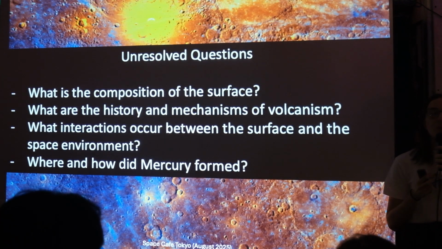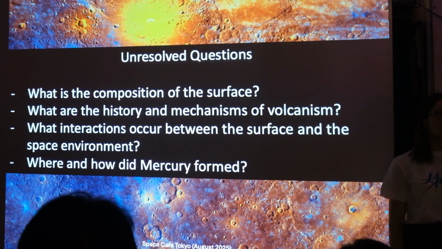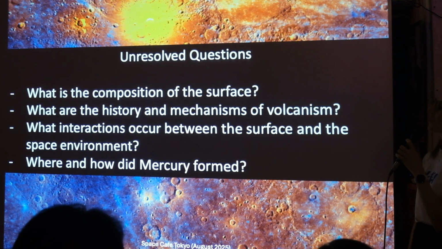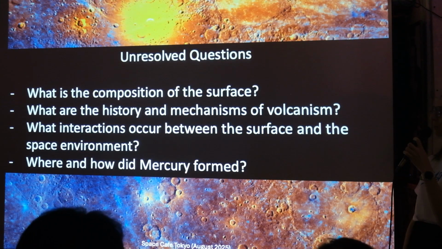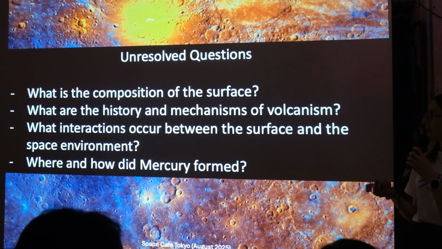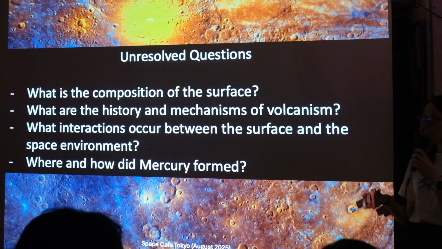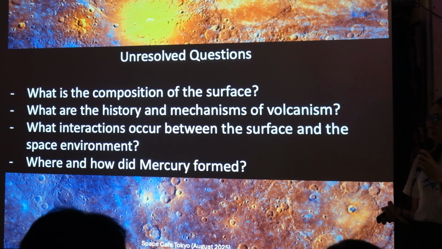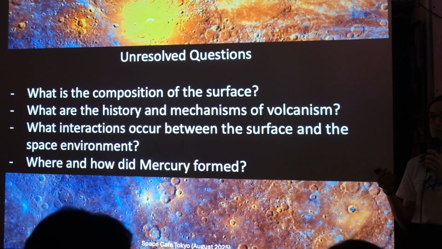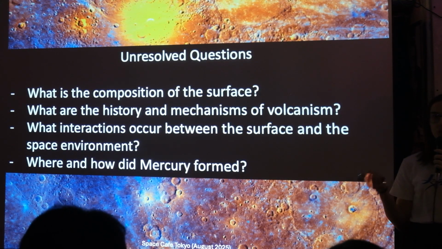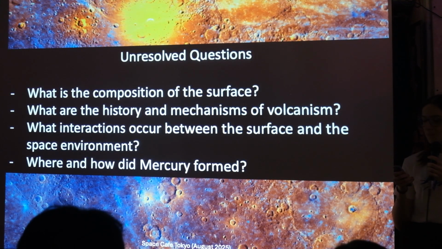Okay, and so both Mariner 10 and Messenger raised way more questions than they answered, obviously, and so we still wonder, what's the composition of the surface? What are the history and mechanism of volcanism on Mercury? What interaction between the surface and the environment, and so what's the space weathering regime? And also, where and how did Mercury form? Because it doesn't fit in our theory until now.